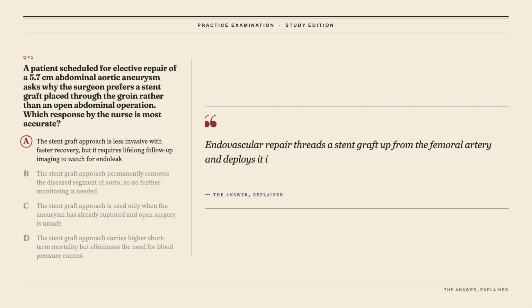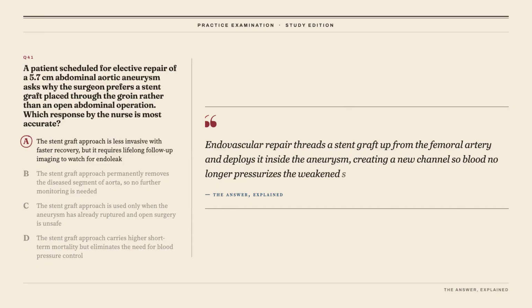It offers less blood loss, a shorter stay, and lower perioperative mortality, which is why it is preferred for elective repair in suitable anatomy. The trade-off is the risk of endoleak, blood flowing into the sac outside the graft, which makes lifelong surveillance imaging mandatory.